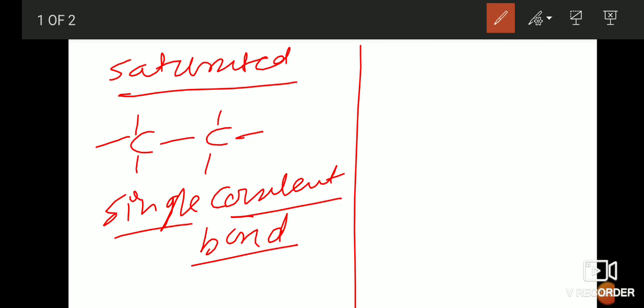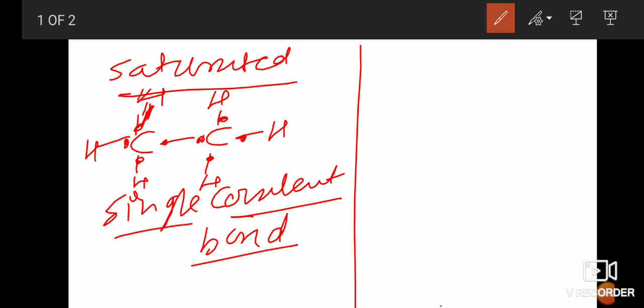So, single covalent bond. You know that carbon has valency 4, correct? So each carbon has 4 electrons, and the remaining are going to be shared by the hydrogens. Hydrogen also has one electron. So each hydrogen combines with the carbon, which means sharing of electrons takes place. Hydrogen completes its duplet and carbon completes its octet. In this way, a single covalent bond is formed.